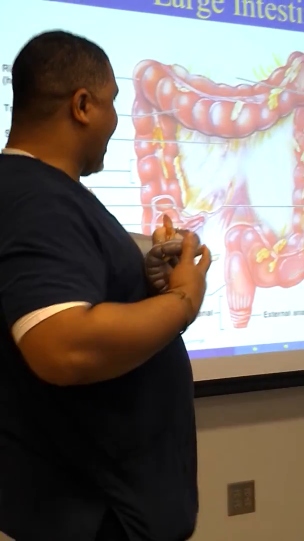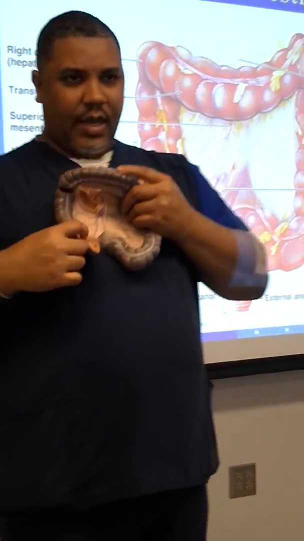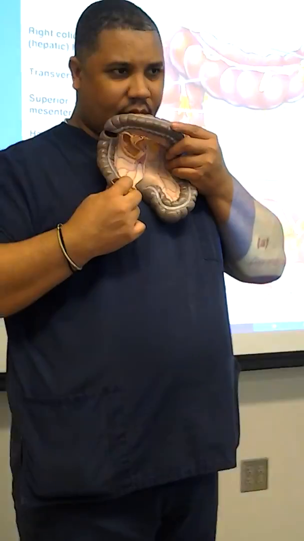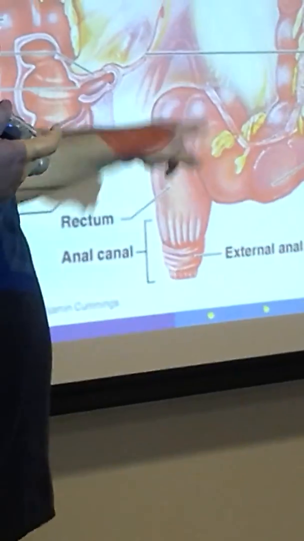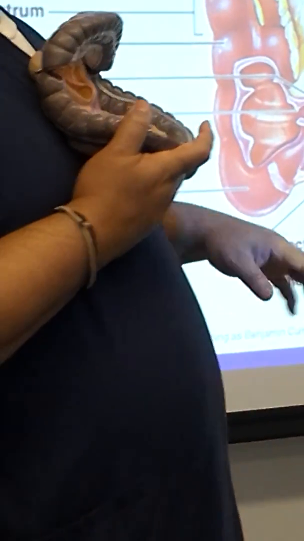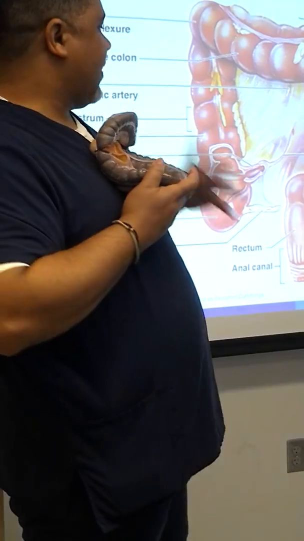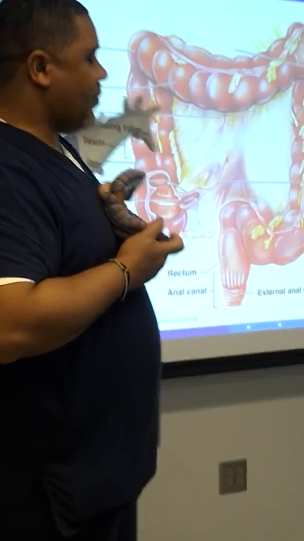Again, the ileocecal valve, which is here, is this little small area right here on the model. Okay? And then, of course, you see here's the ileum right there, and there's the ileum right there. Okay? Again, I've already kind of gone through all of that on the model as well as on the picture.